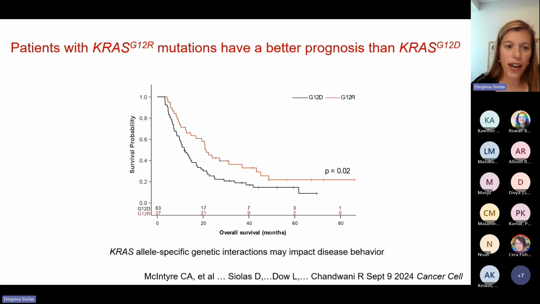So this is a Kaplan-Meier survival curve, based on patients from the COMPASS trial who had their pancreas resected. And it shows that patients with a KRAS G12R mutation live longer than patients with a KRAS G12D mutation, suggesting that these KRAS mutation-specific interactions may impact disease behavior.